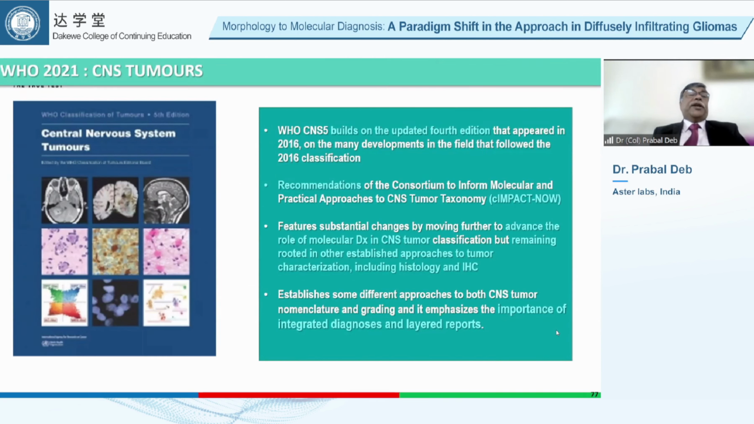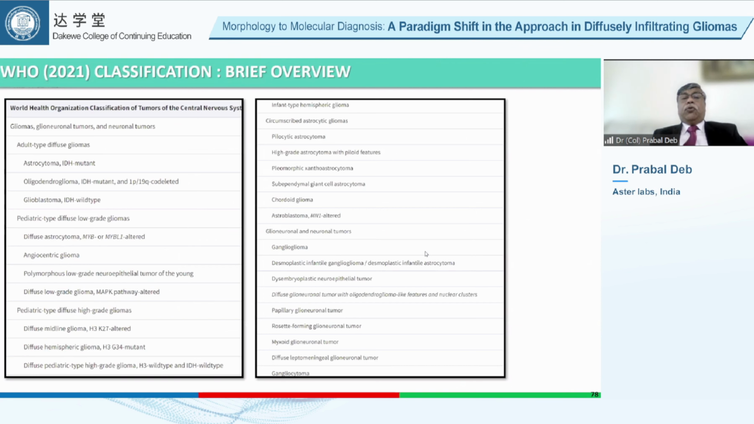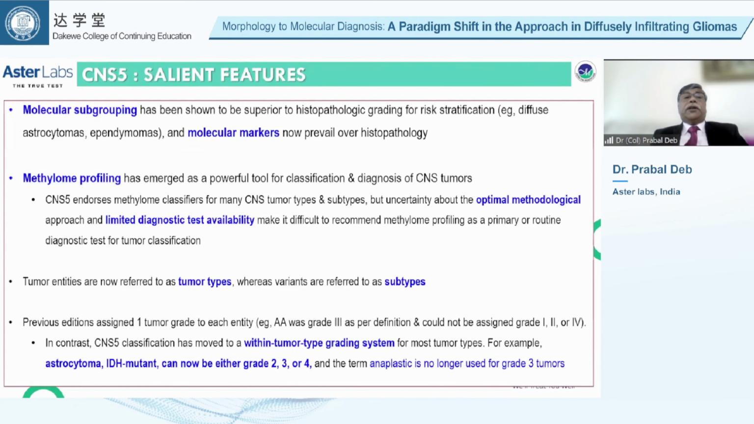Now, this brings us to WHO CNS 2021, which is built on the 4th edition. It has the specific recommendation. Briefly going through this, here is an overview of the new entities in WHO 2021. The salient features are that molecular subgrouping has been shown to be superior to histopathological grading, and molecular markers now prevail over histopathology.